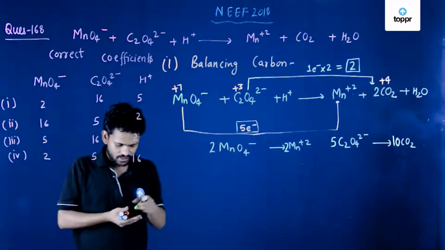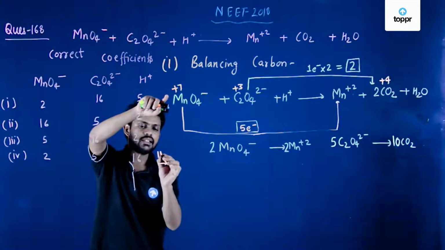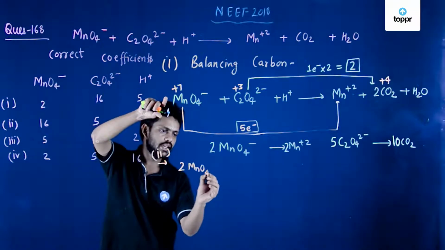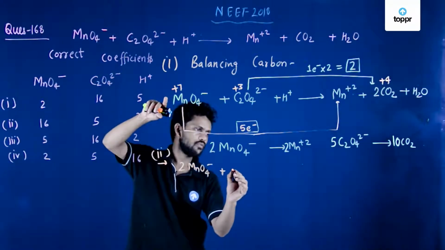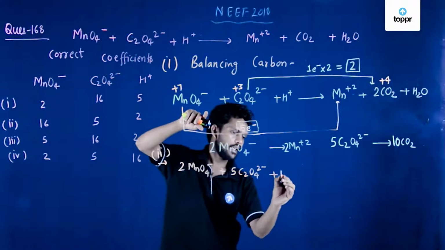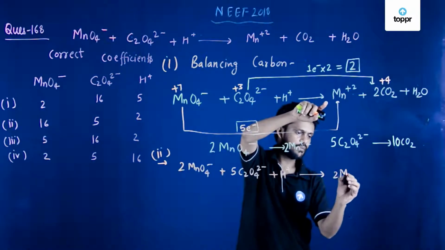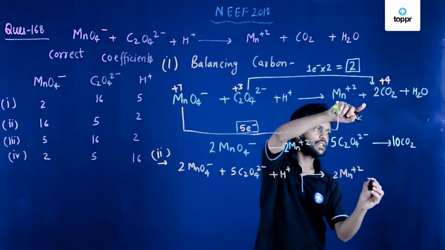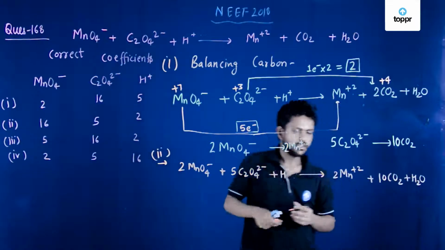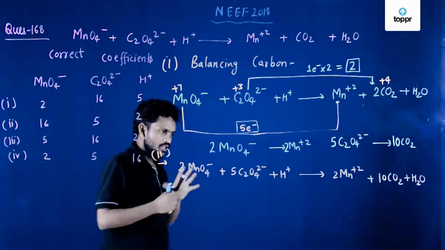So now what is my reaction after the second step? It is 2 of MnO4 minus plus 5 of C2O4 2 minus plus H plus, giving 2 of Mn plus 2 plus 10 of CO2 plus H2O. Now the main elements, manganese and carbon, are balanced, and my charge from the electron change is fully balanced.